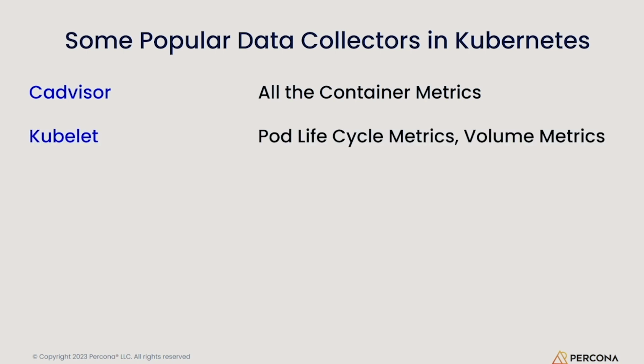And there's Kubelet. The Kubelet is a binary, or it runs as a daemon on every single Kubernetes node. This is actually responsible for running all the pods on the Kubernetes cluster. So the kubelet metrics expose some very important metrics like the pod lifecycle metrics. What I mean by pod lifecycle metrics is, when you run a pod, how much time it takes to start up a pod.